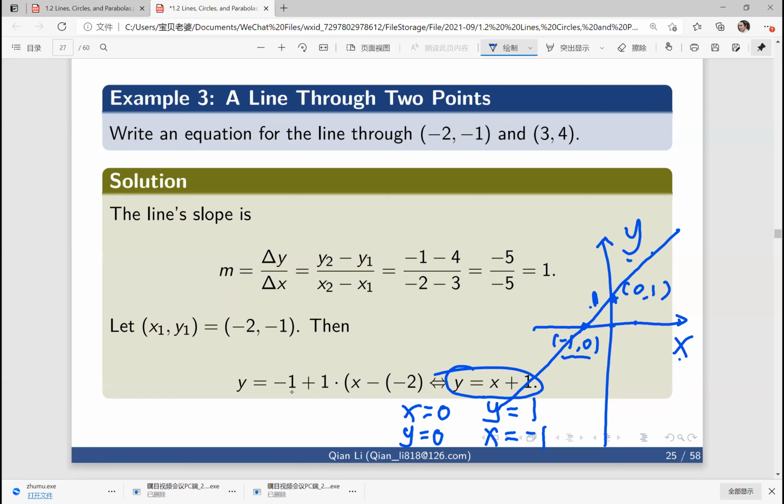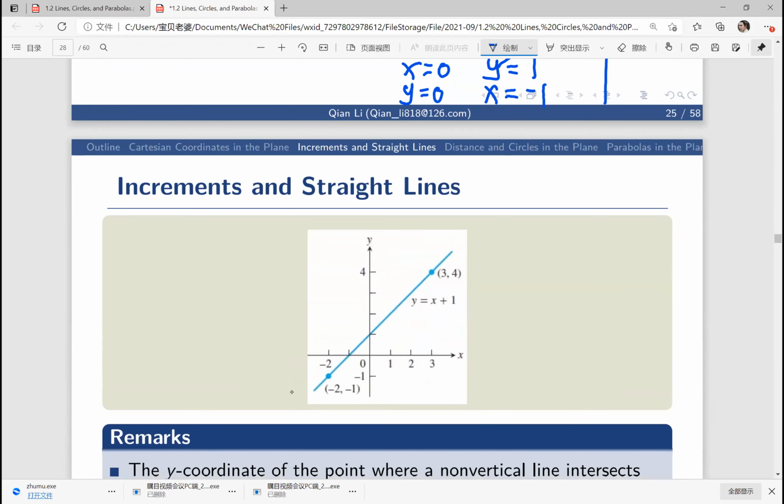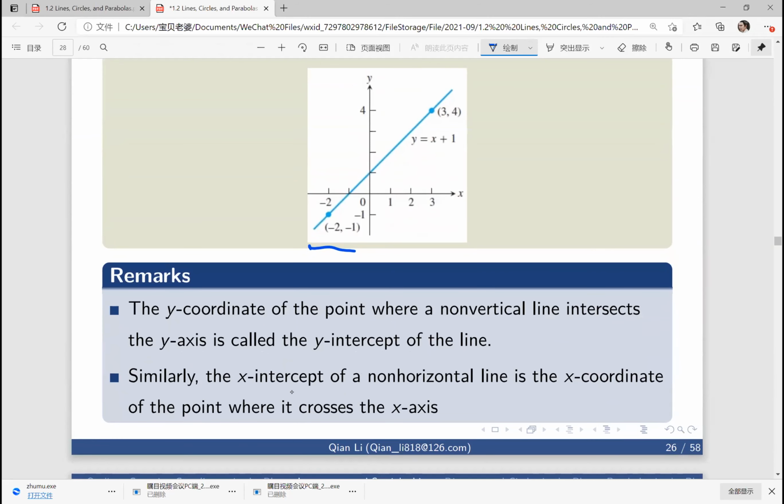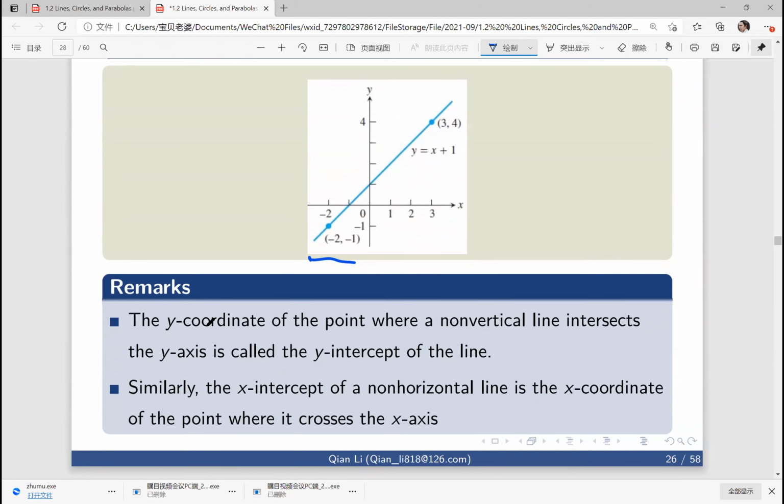Okay, let's see the following. This is the equation for this line. And let's see, we call the y-coordinate of the point where the non-vertical line intersects with the y-axis the y-intercept of the line. So we say this is 1. So the y-intercept of this line is 1.